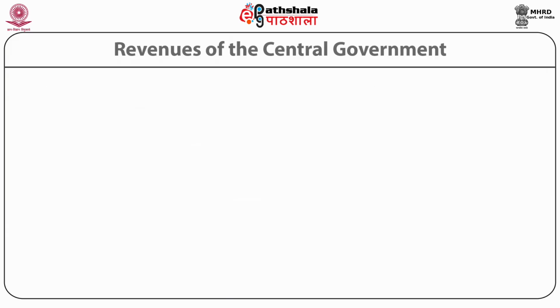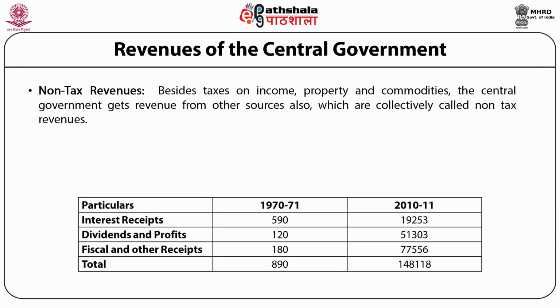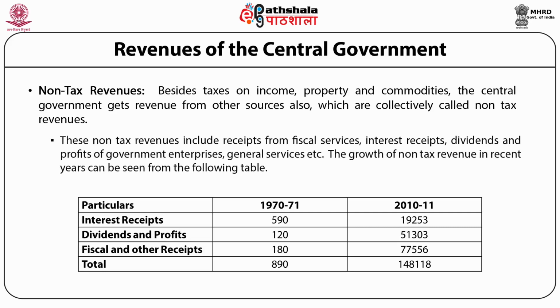42.4%. Non-tax revenues. Besides taxes on income, property, and commodities, the central government gets revenue from other sources also, which are collectively called non-tax revenues. These non-tax revenues include receipts from fiscal services, interest payments, dividends, and profits of government enterprises, general services, etc.